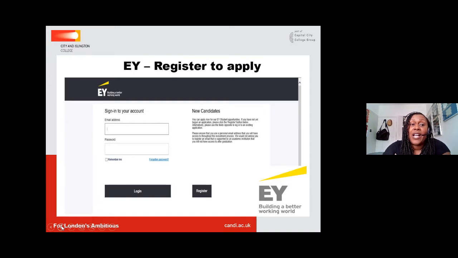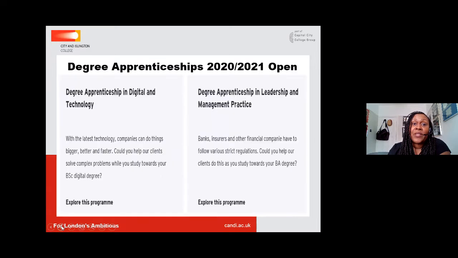Another organisation is EY, Ernst & Young. Again, there's a screenshot here of their website, inviting students to sign up to find out about any alerts and opportunities, because EY are very good: they host quite a lot of insight days and work experience opportunities as well as degree apprenticeships. This was taken just the other day, so their degree apprenticeship window is now open. The pathways they have at the moment are degree apprenticeships in digital technology and leadership and management practice.